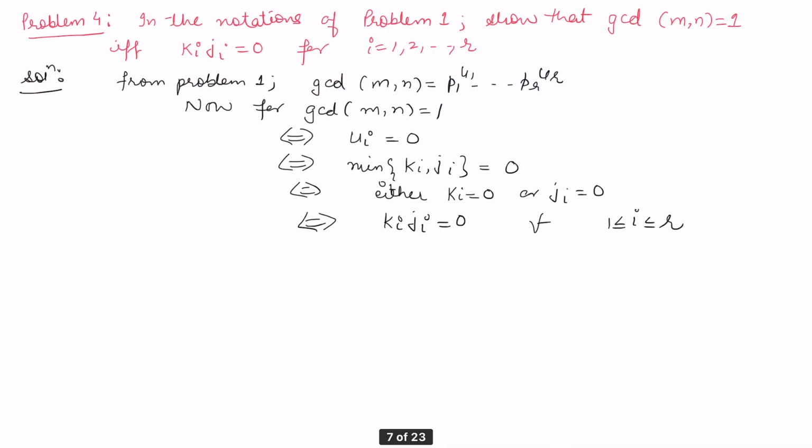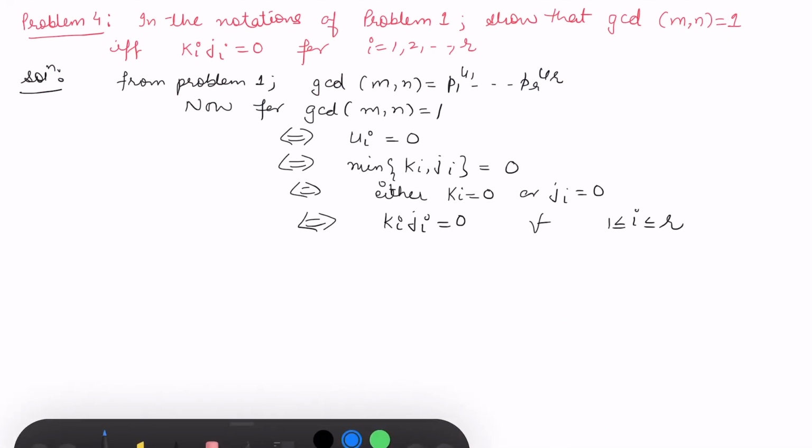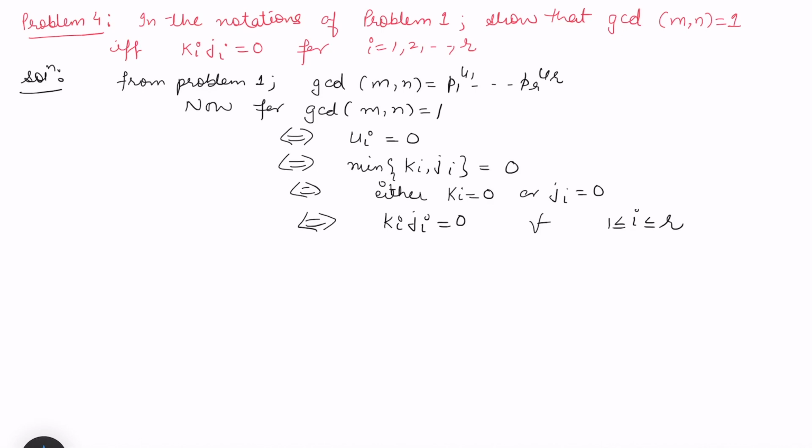Now let's take the next problem, which is problem number 4. Here problem number 4 says, in the notation of problem number 1, show that the GCD of Mn is equal to 1 if and only if Ki into Ji is equal to 0. Now just from the previous case, problem number 1, we know that the GCD is given by this equation number 1. And when I say that the GCD of Mn is equal to 1, the only possibility here is that each prime should have the power 0. So this means if and only if Ui's are equal to 0.